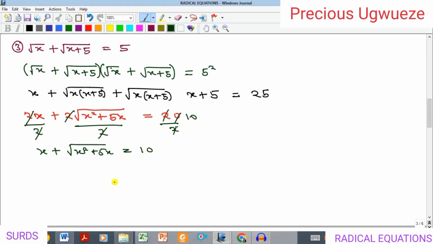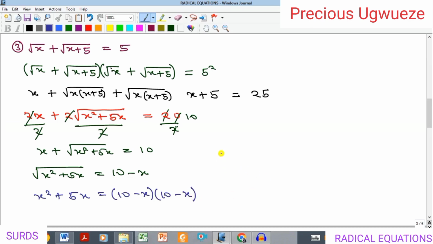And then at this point, remember our interest is to ensure that only the root is on this side. So we take x to the other side, and that will give us the root of x squared plus 5x equal to 10 minus x. Then at this point, we can take the square of both sides. If we do, the square is going to take away the roots here. So you have x squared plus 5x equal to the square of this, which is 10 minus x into 10 minus x.